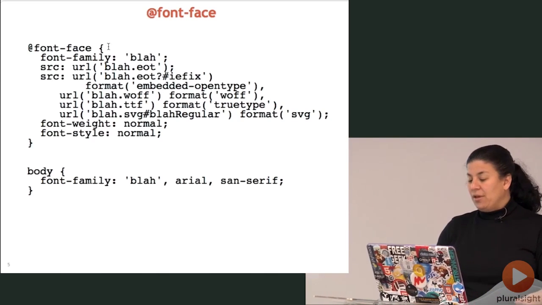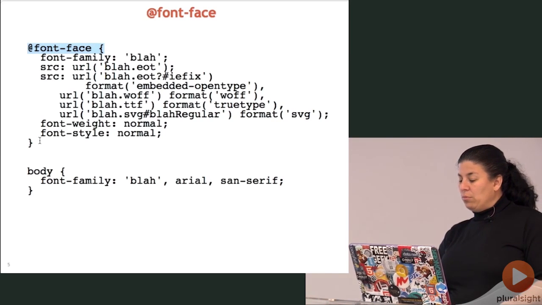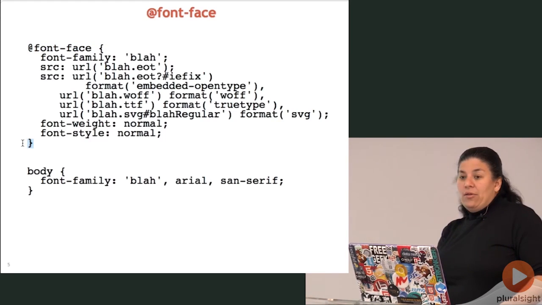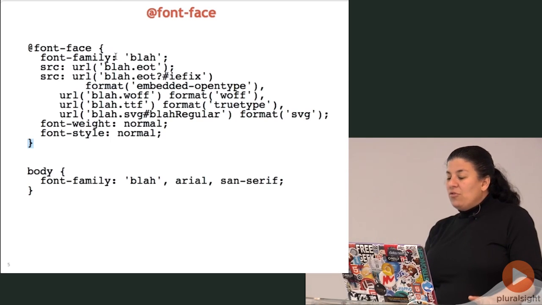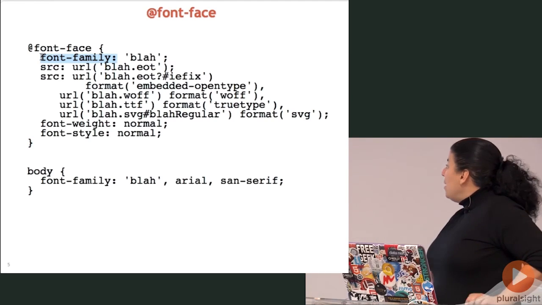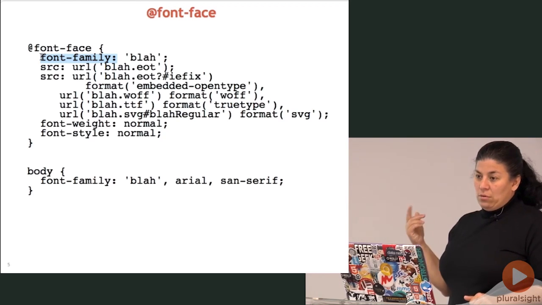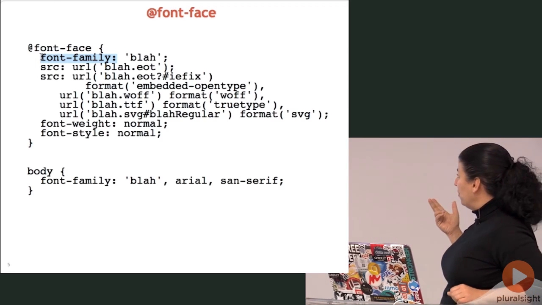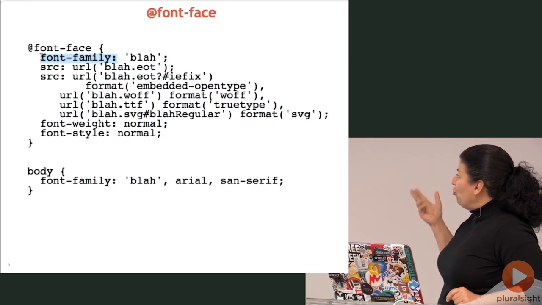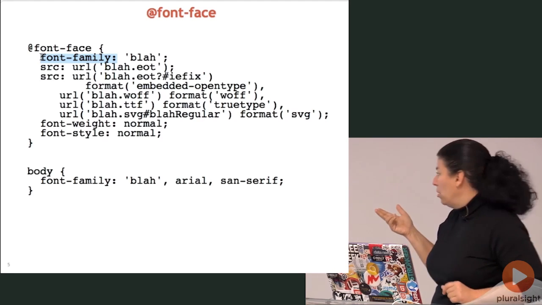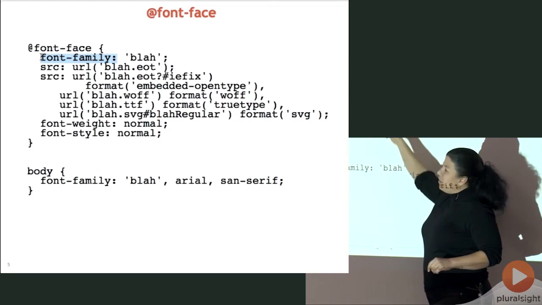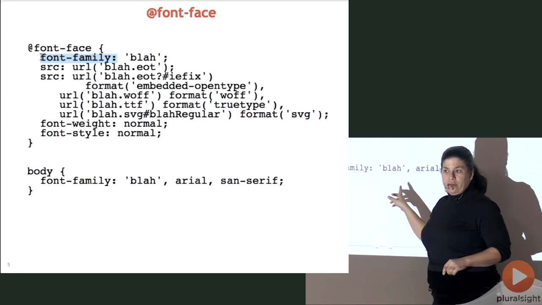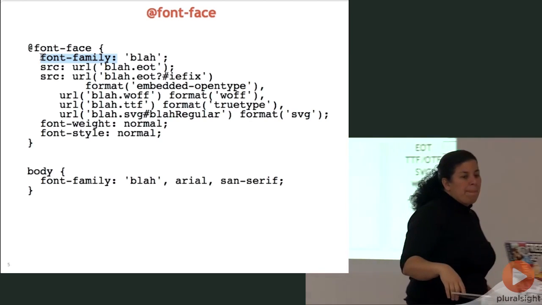The first step is putting the @ rule, the beginning and end, the opening bracket and closing bracket. That's step number 1. Then you use font family. And in the @ rule for font face, you use the same property name as you do here. But there you're creating it, and here you're using it. Does that make sense? Okay.